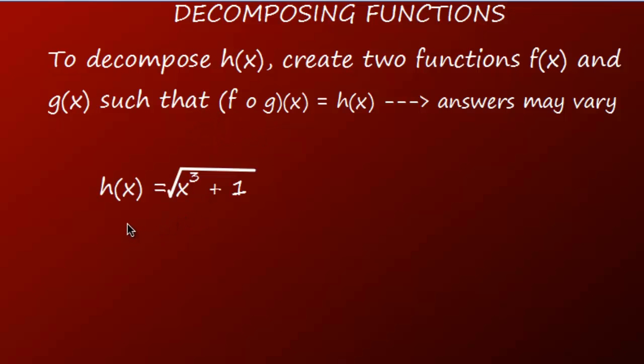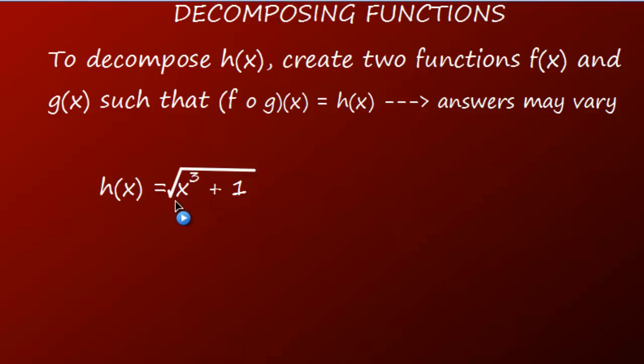So basically it's going to be like this. You're given a function, the square root of x cubed plus 1. Now we need to create two functions, an f function and a g function, so that when we put the g function into the f function, we end up with what we begin with. And there's lots of different ways to look at it.